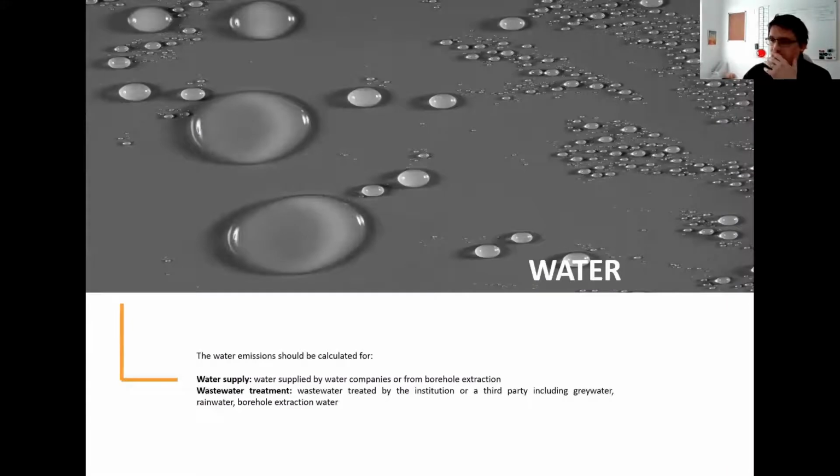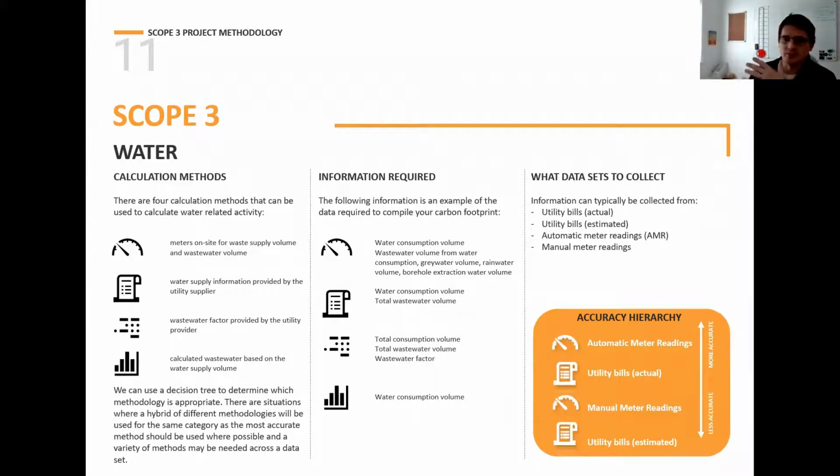Water, really here, is utility bills, but you might have automated meter readings. So your least accurate would be an estimated water bill. You're then going up to manual meter readings, actual utility bills from the supplier, and then to automatic, like half hourly or hourly or daily meter readings.